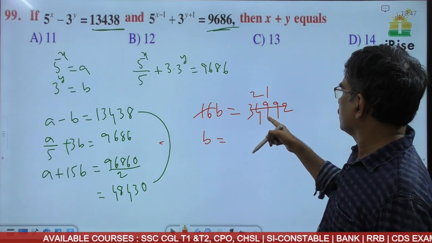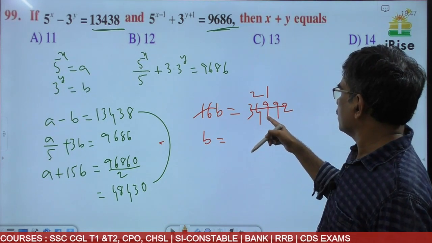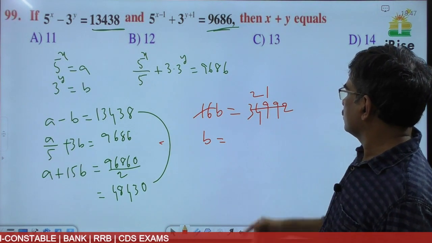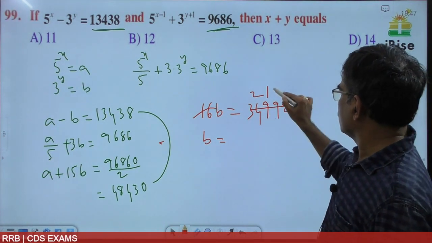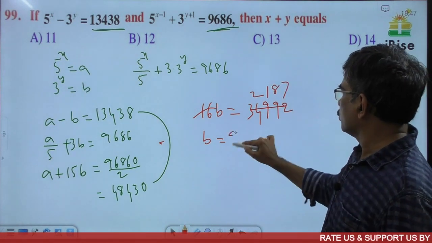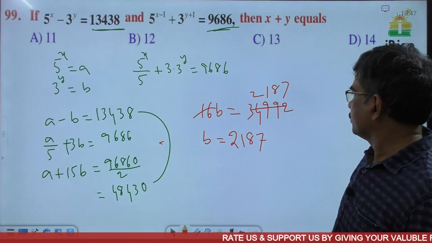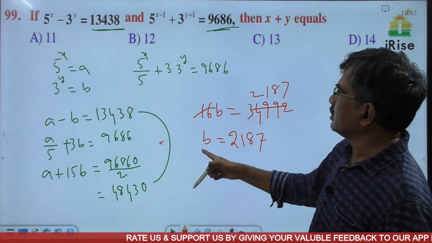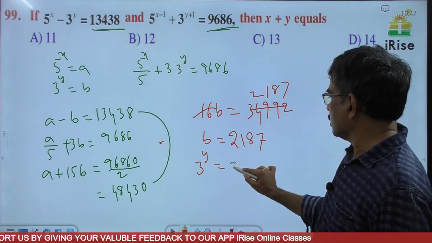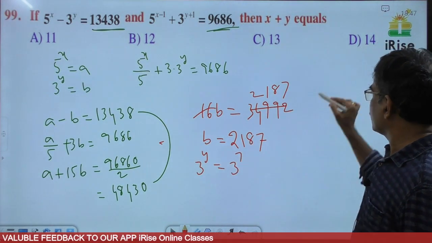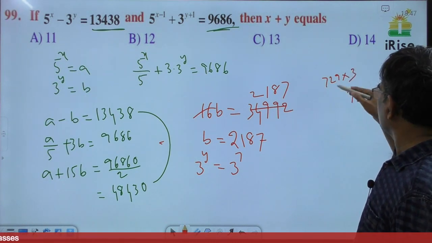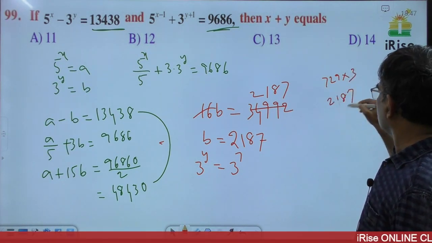Okay, then what do we get? 29 minus 16, 13, 9, 8, 7. So 2187 is the value. What is b? b is nothing but 3 power y. This is nothing but 3 power 7. 3 power 6 is already 729 multiplied by 3. 3 9s 27, 3 2s 6, 3 7s 21, 2187.